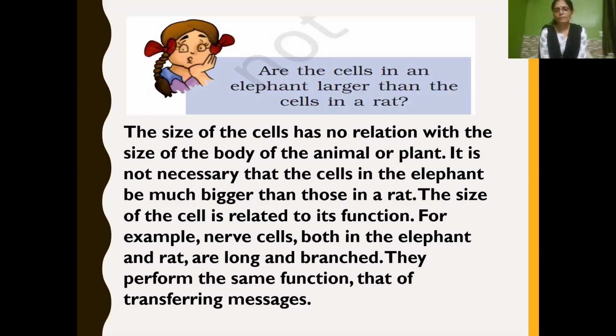For example, we have seen nerve cells in both elephant and rat. Both the neuron, that is the nerve cell, are long and branched because they perform the same function, that is control and coordination of different parts of the body. That is what we call transferring messages. So in both elephant and rat, if you compare, the nerve cell or neuron is the same way, long and branched. So from this we understood that the size of the cell is in no way related with the size of the body of an organism.